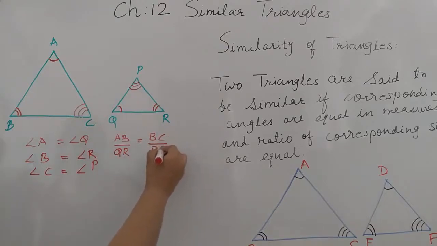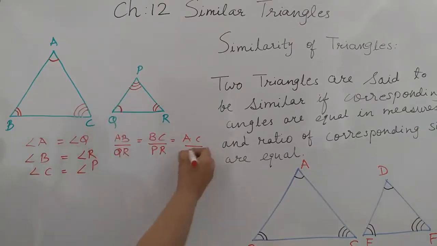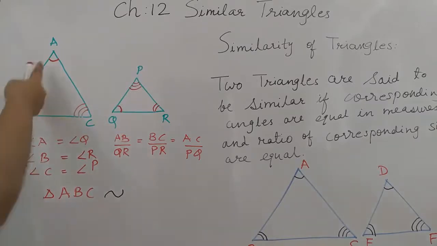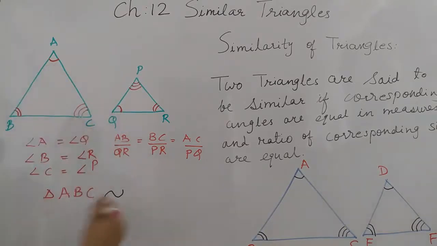BC upon PR and AC upon PQ, like that. So now we can write triangle ABC. This triangle ABC is similar to which order? We have to write the similar order. You see, A means this. So here will be Q. Instead of A, I can write Q because A is equal to Q. Then B, so B, then R. So I have to write here QRP. This way you can check now.